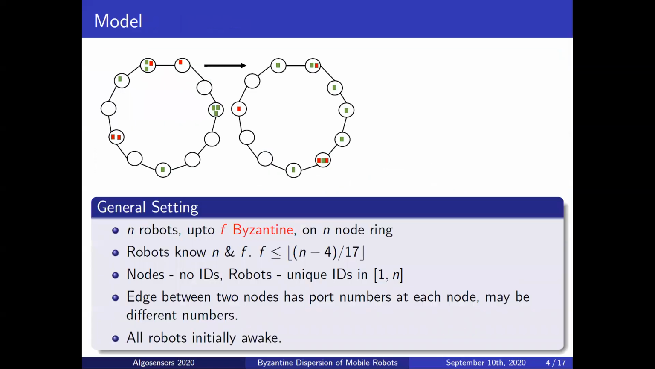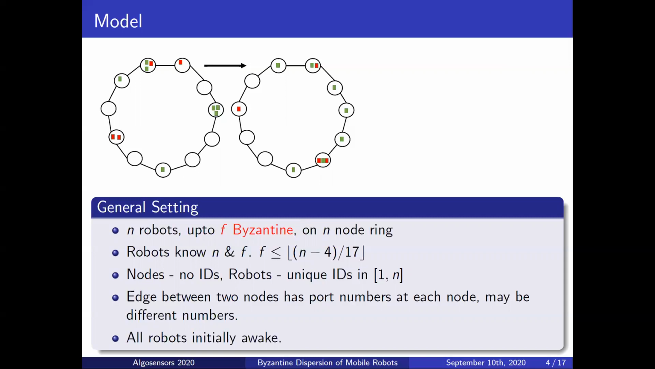Now, let's get into the model. What's the general setup? As I mentioned, you have an n-node ring, and you have n robots. Up to f of them are Byzantine. Now, the robots know the value of f, and they know the value of n. Furthermore, the number of Byzantine robots, f, is upper bounded by the floor of (n minus 4) by 17.